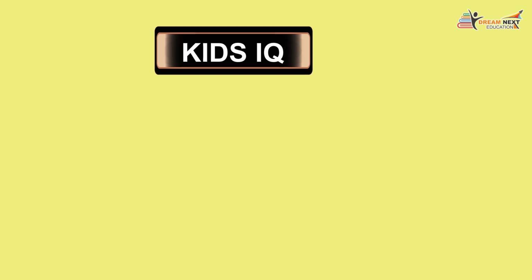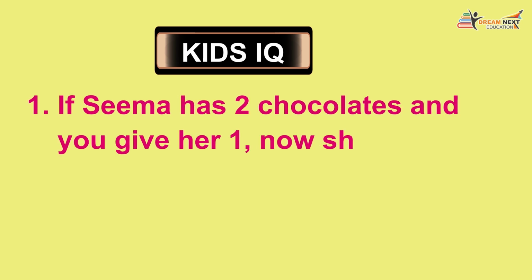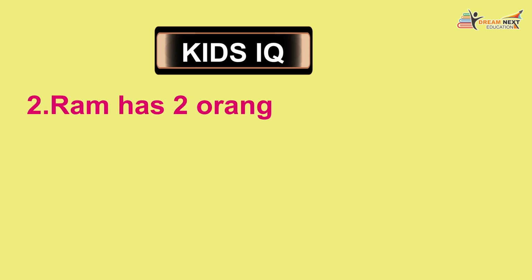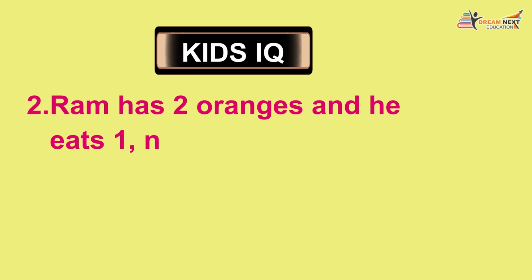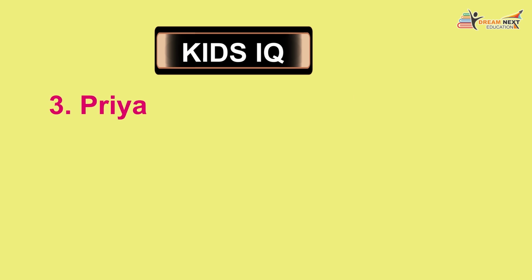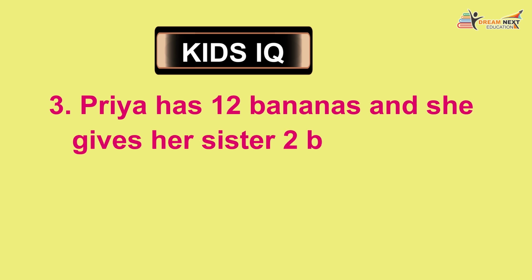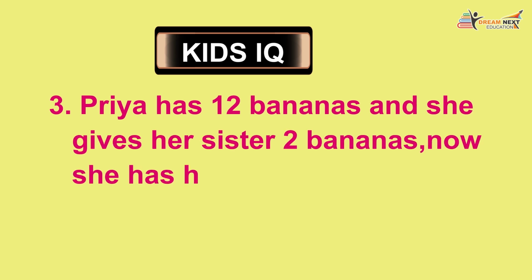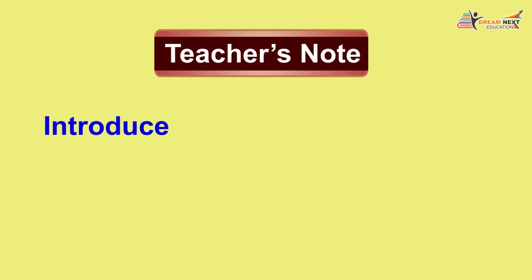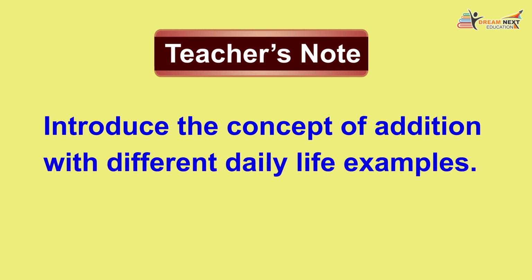Kids IQ. 1. If Seema has 2 chocolates and you gave her 1, now she has how many chocolates? 2. Ram has 2 oranges and he eats 1. Now he has how many oranges? 3. Priya has 12 bananas and she gives her sister 2 bananas. Now she has how many bananas? Teacher's note. Introduce the concept of addition with different daily life examples.